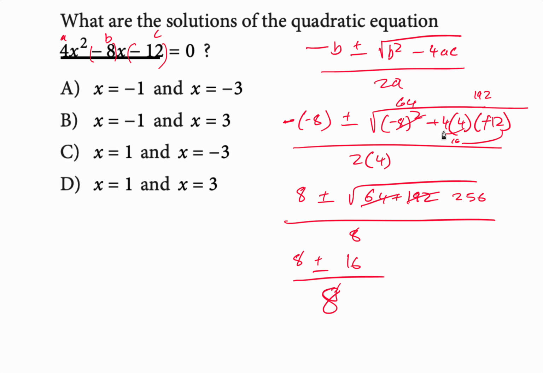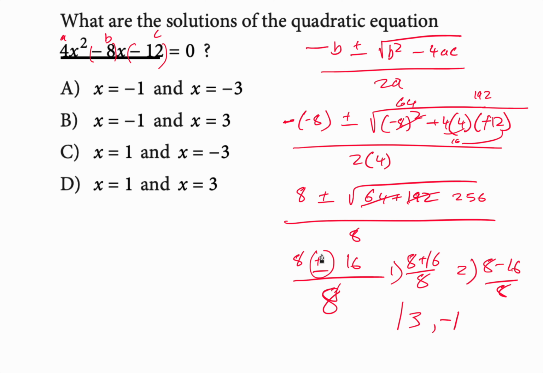Okay, so here you have two solutions, right? Because you have a plus and minus here. So one is 8 plus 16 over 8, and the other is 8 minus 16 over 8. Okay, so 8 plus 16 is 24, over 8, that's 3. And then 8 minus 16 is negative 8, divided by 8 is negative 1.